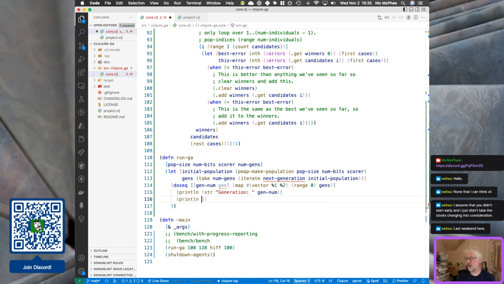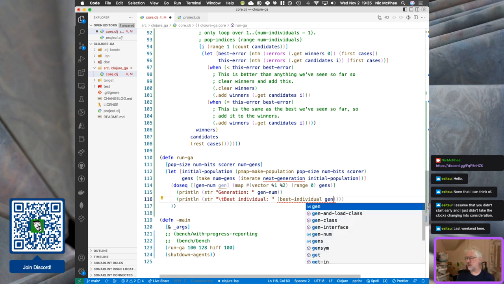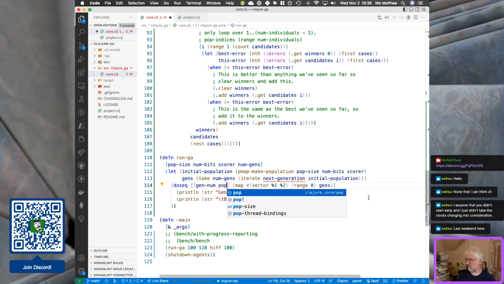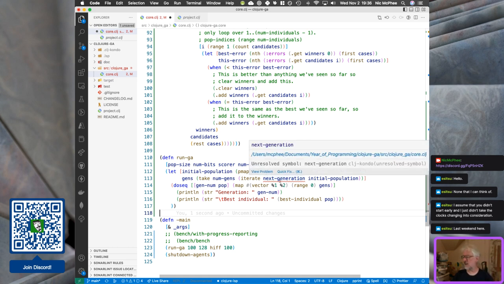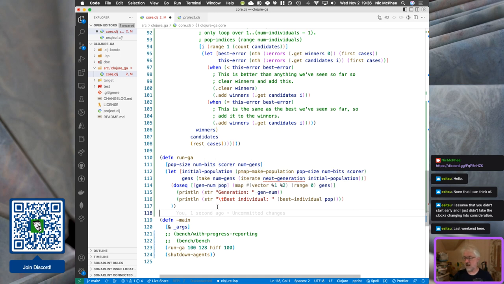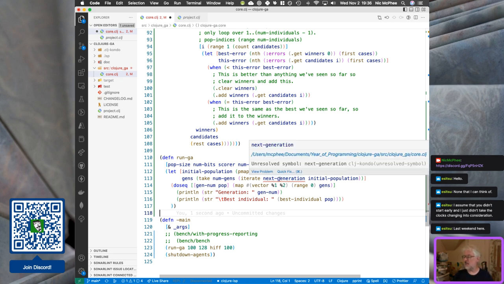and then println str, tab, best individual is going to be, we have a best individual, and we'll pass it the gen. Actually, we'll call it the pop. We'll change this to be pop. And that will loop over all the generations, and it will create the generations by calling iterate with next generation. And then for each one, we'll print out the generation number and the best individual. And this is unhappy because we haven't written that.